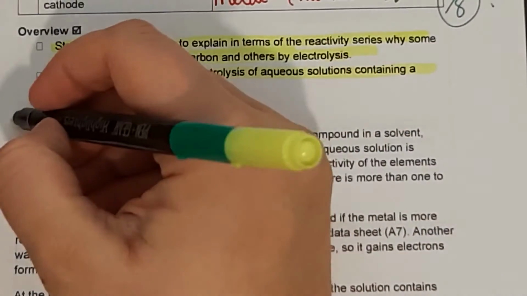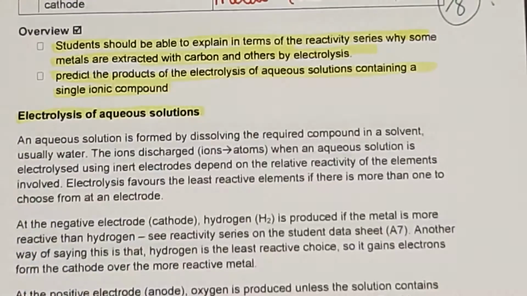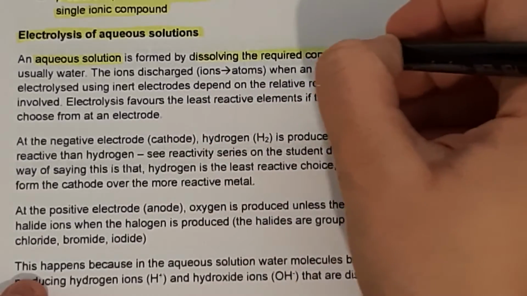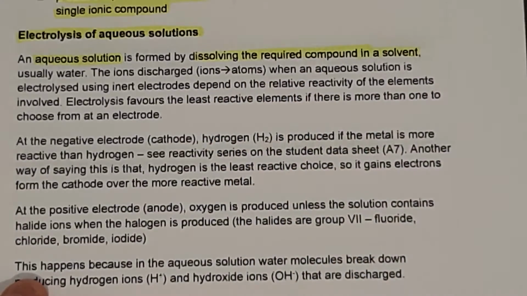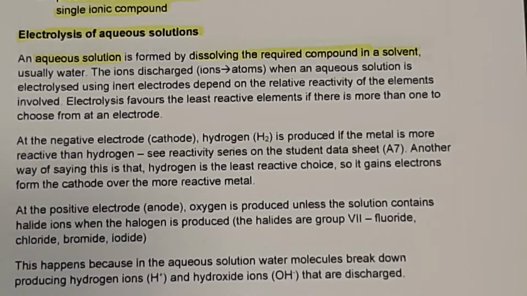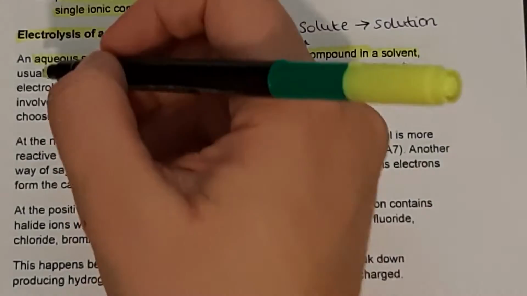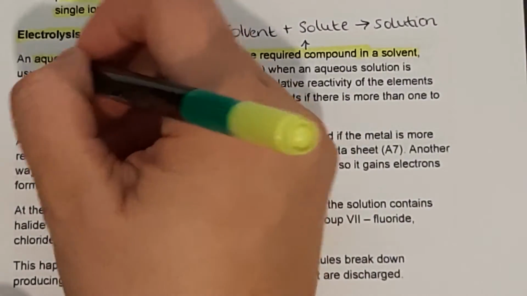Okay, so we're going to move on to electrolysis of aqueous solutions. Now, an aqueous solution is formed by dissolving the required compound in a solvent. Okay, so we'll make a note on this. Solvent plus solute turns into solution. In this case, the solvent is going to be water because in aqueous solution, aqueous means dissolved in water.